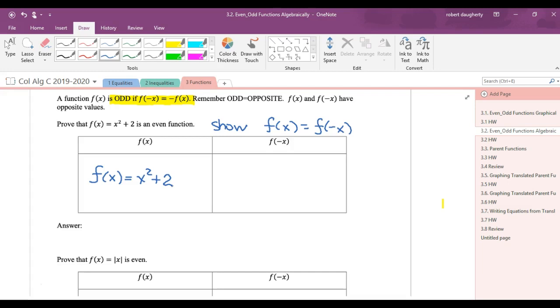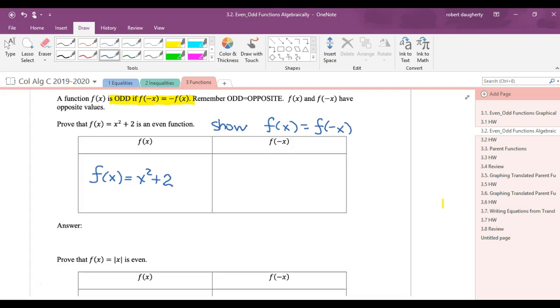So, and this is where people tend to make some algebraic mistakes. But let's go over here. I need to find what f of negative x is. So what happens is this is substituting x into the function. What needs to get substituted in now? Over here, f of negative, I need to substitute negative x.